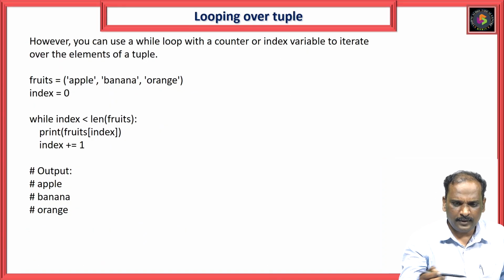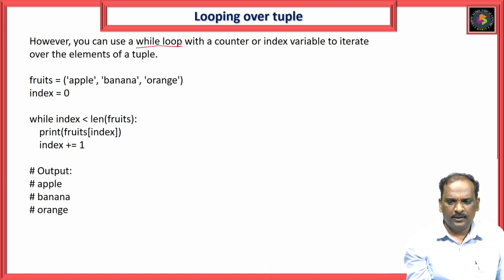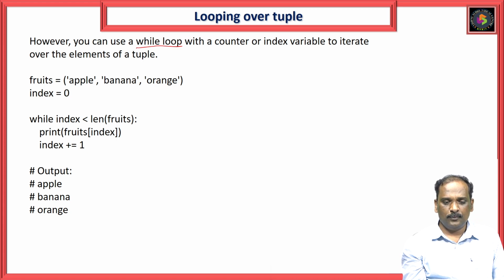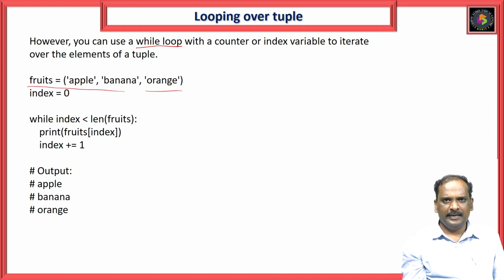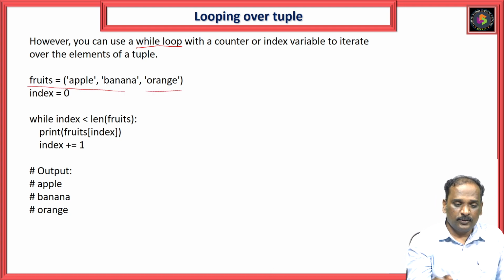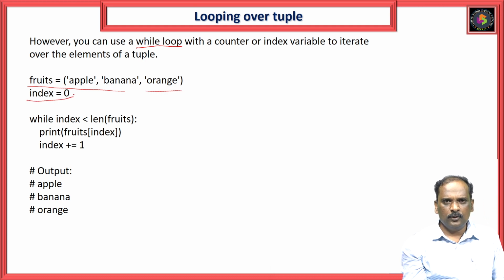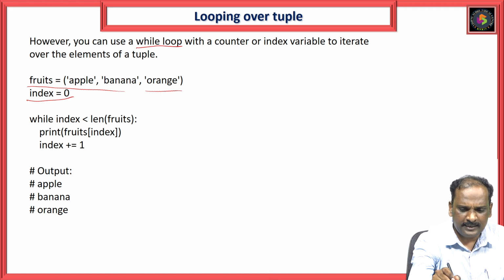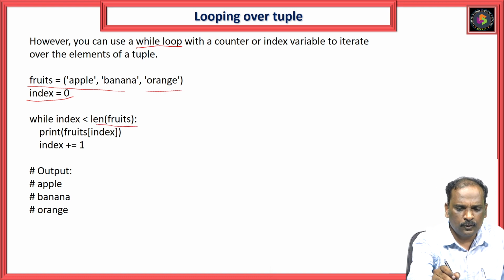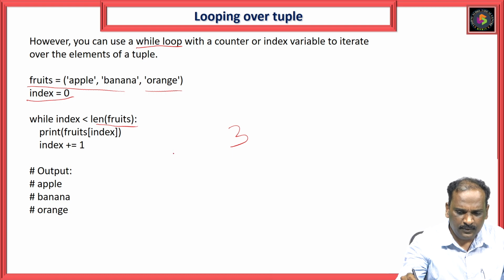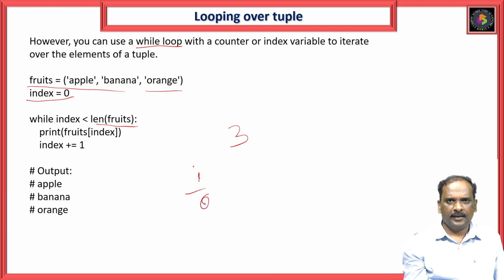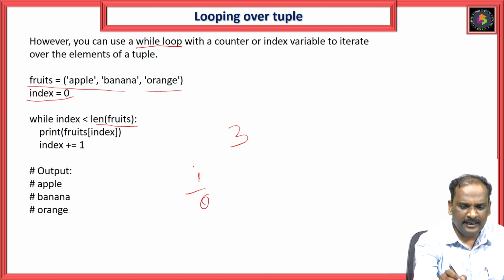Now the second way to access is by using the while loop. The example given is the same example. Fruits is containing three elements: apple, banana, and orange. So here index equal to 0. We know how the while loop will work. A while loop will work until the condition is false. Here it is considering the length of the fruits. How many elements are there in the tuple fruits? There are 3 elements. So what is the i value? i is starting at 0. So the initial index is 0.